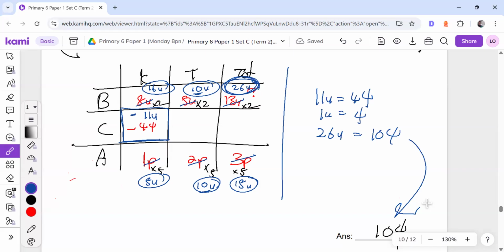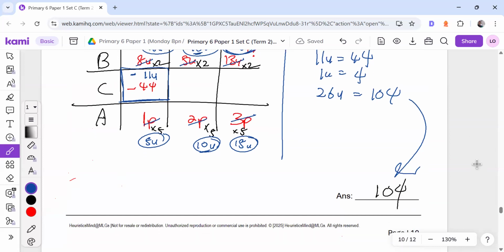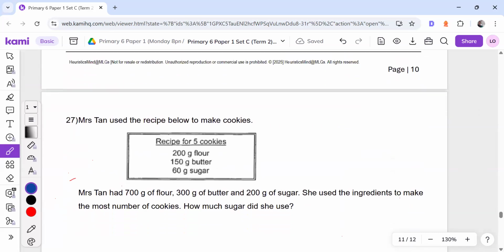And of course, you can draw a model lah. You also can, if you know how to draw a model, then you go ahead. But I think the table is a bit faster than your model. Okay, let's go to the next one. Okay, next one, question 27.